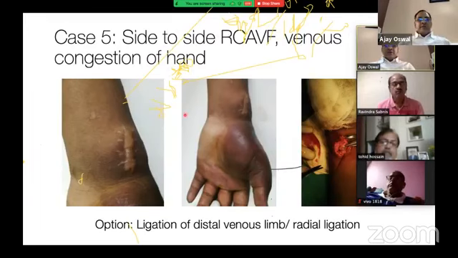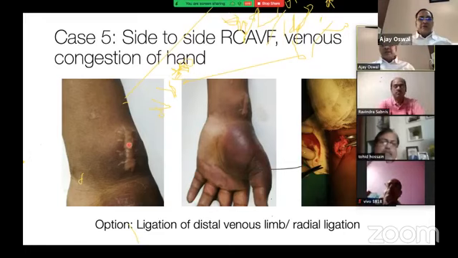So this is Professor Khurshidul Alam. Hello. This was a side-to-side radiocephalic AV fistula done at another center, which resulted in engorgement of the hand. What would you do now?